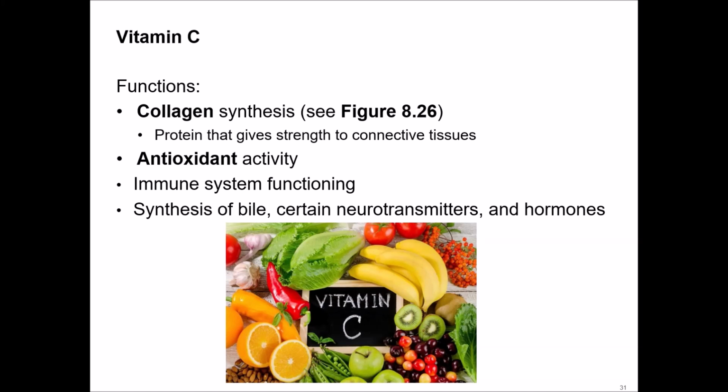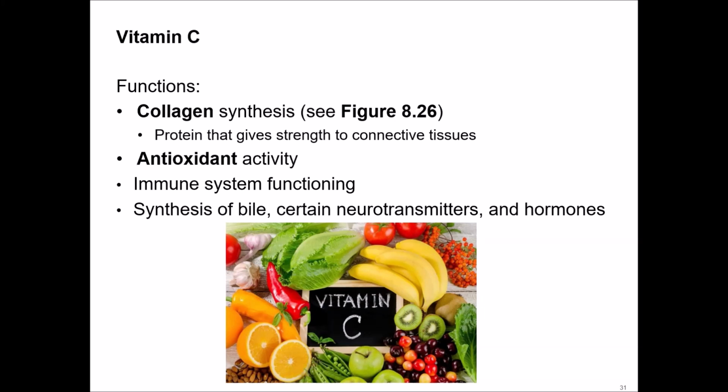But a couple of the functions here. One main function that we forget about, a lot of times we realize, yeah, you need some vitamin C for our immune system, and that's how it's a lot of times marketed to help boost our immunity, and that's great, it's fine.